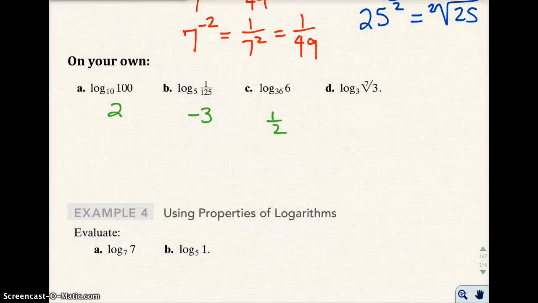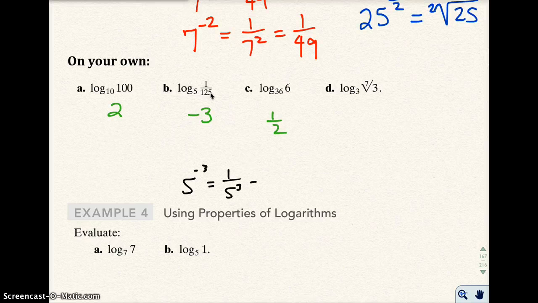Okay, so for the first one the answer is 2, because 10 to the 2nd power will give you 100. This is going to equal 2. Part B, 5 to the negative 3 power will give you 1 over 125, because 5 to the negative 3 power equals 1 over 5 cubed, which is equal to 1 over 125.